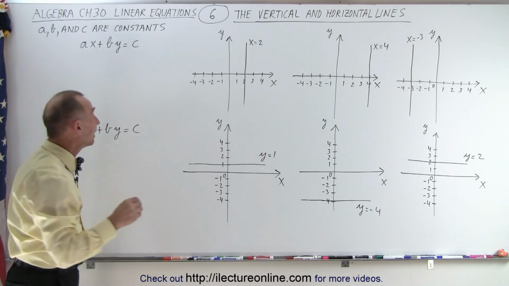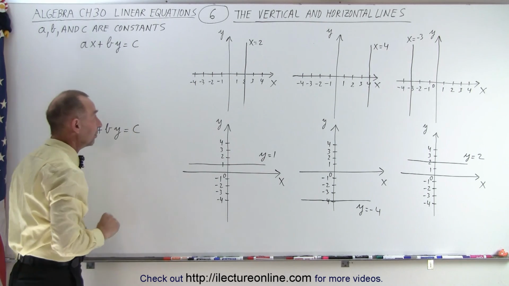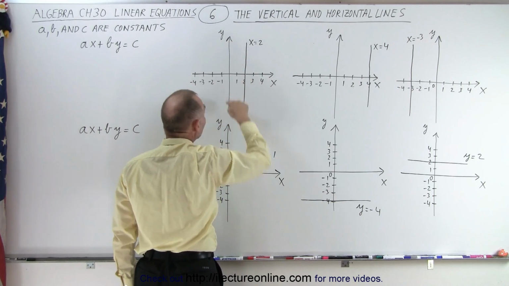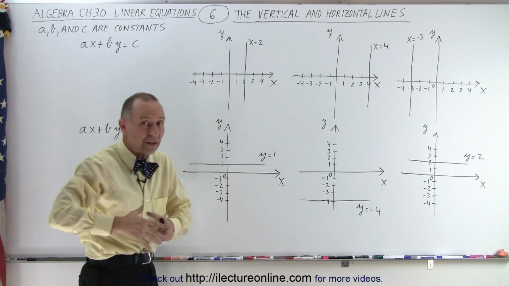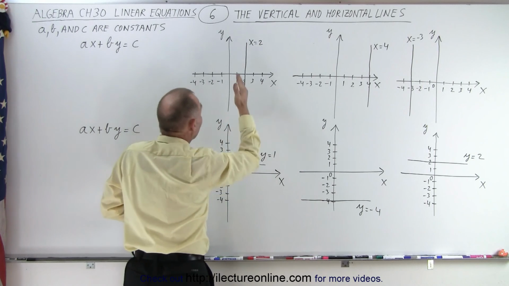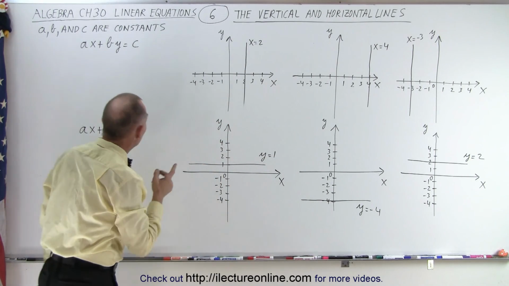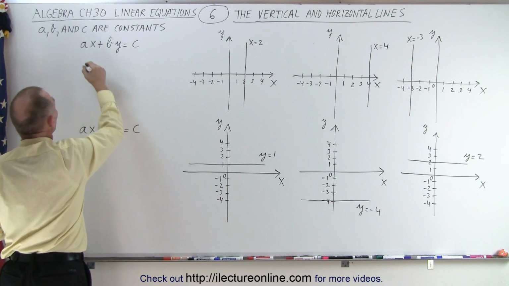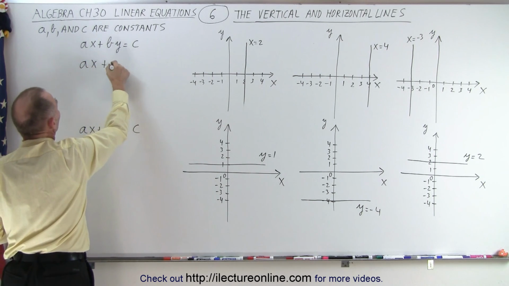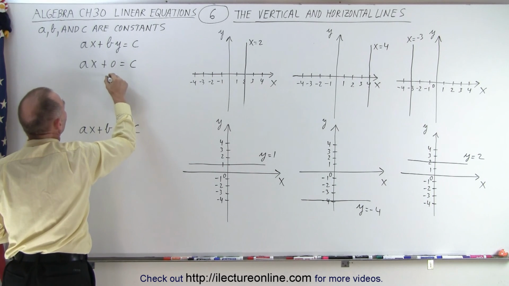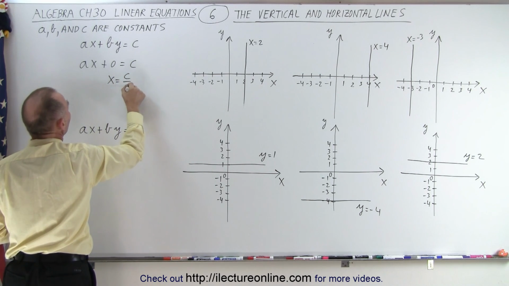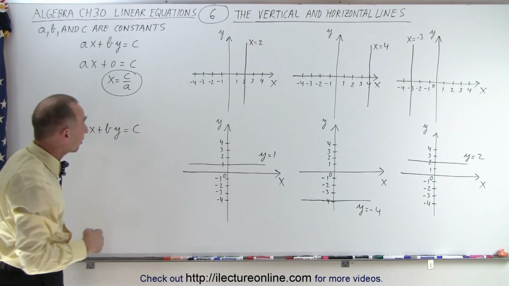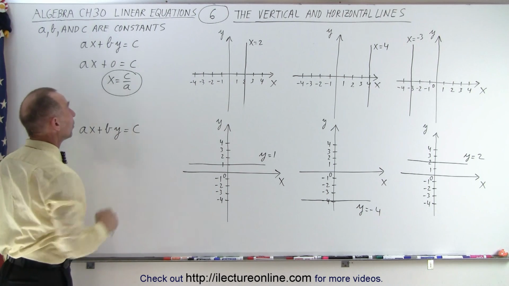Well, remember that a, b, and c have to be constants. And notice in this particular case that x equals 2 for every possible value for y. In other words, the value for y does not matter. x is always equal to 2. So essentially what we're going to do here is set b equal to 0. If we do that, we have ax plus 0 equals c, or simply x equals c over a. And since both c and a are constant, then c divided by a is a constant as well, and we have x equal a constant.